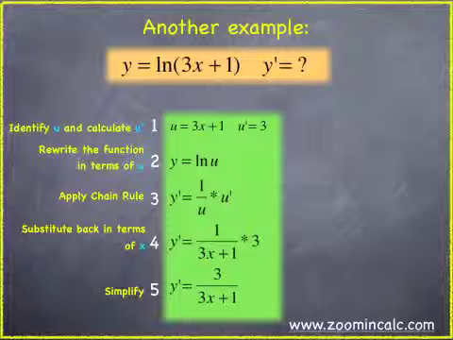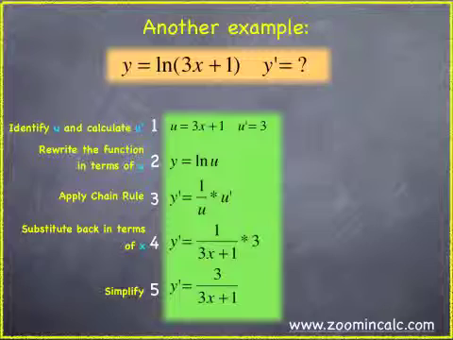Step 2, rewrite the function. Remember, we're not taking the derivative now, we're just rewriting the function in terms of u, so it's natural log of u. Step 3, 2 parts. First part, derivative of step 2. Derivative of natural log of u is 1 over u. Second part, multiply by u prime, which we always do with chain rule.